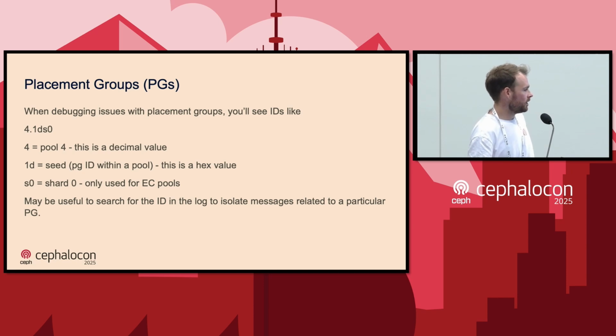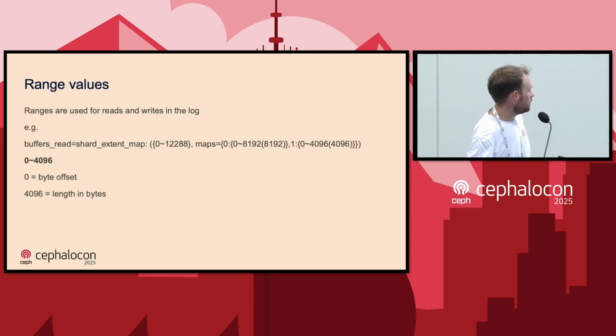And so, as it was useful to search for the thread ID in the log and work backwards using the thread ID, it can also be useful, if you're looking at issues with specific placement groups, to search for those placement group IDs as well, and then be able to focus in on the messages in the log that are useful.